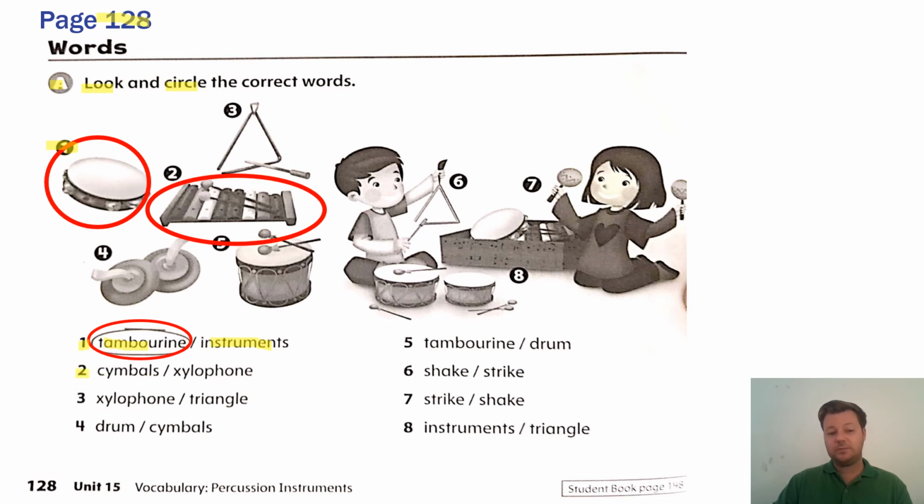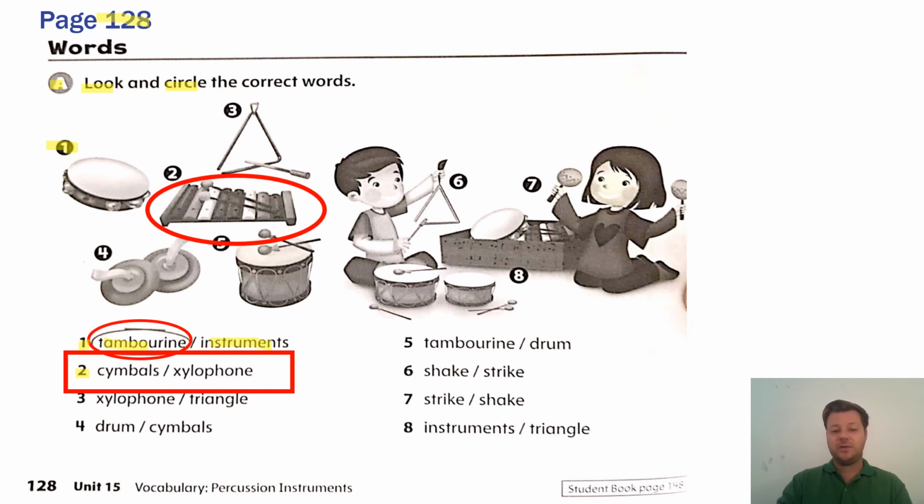Question number 2. What did they give us? They gave us the word cymbals. So remember, look at picture number 2. Cymbals or xylophone. Yes, that is a xylophone. And circle your answer. Please continue with question 3 all the way to question 8.